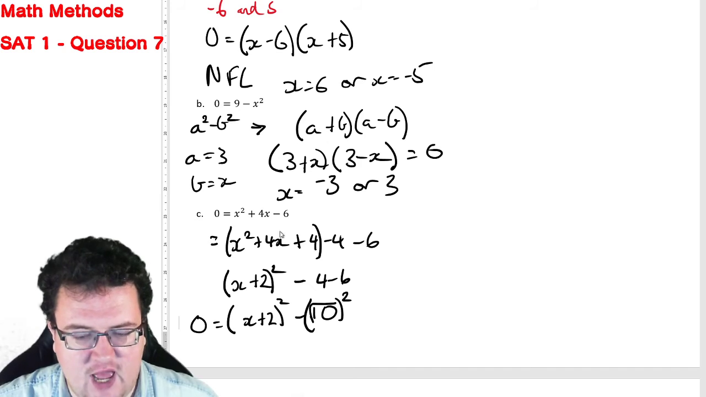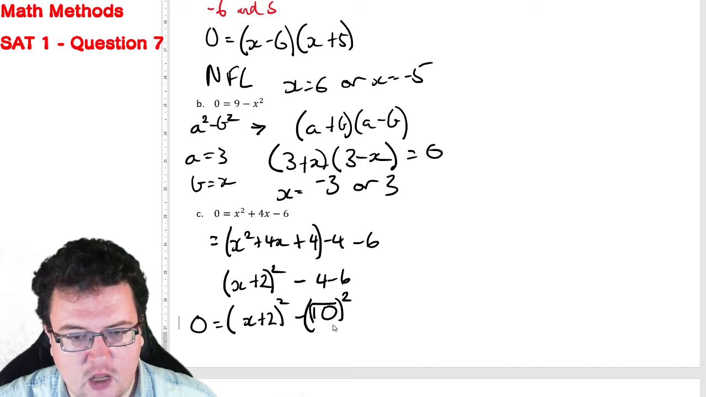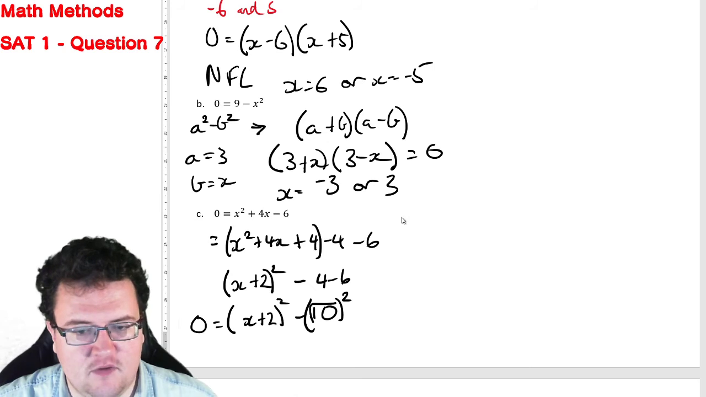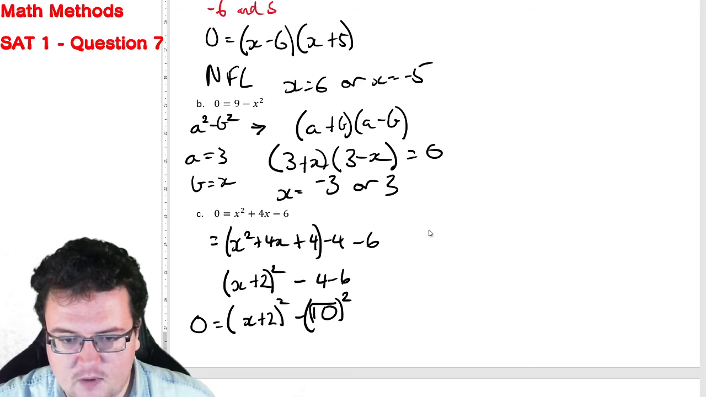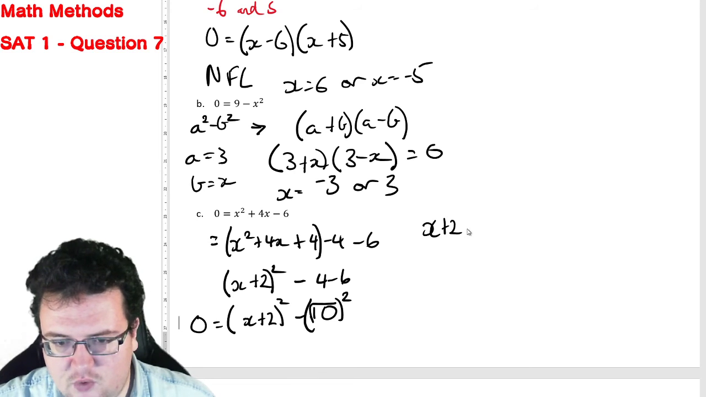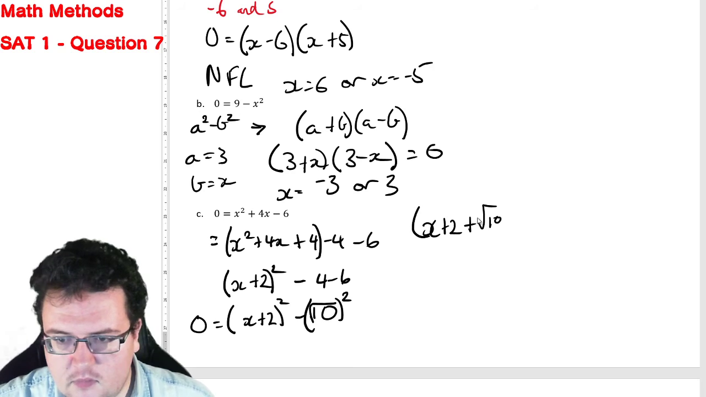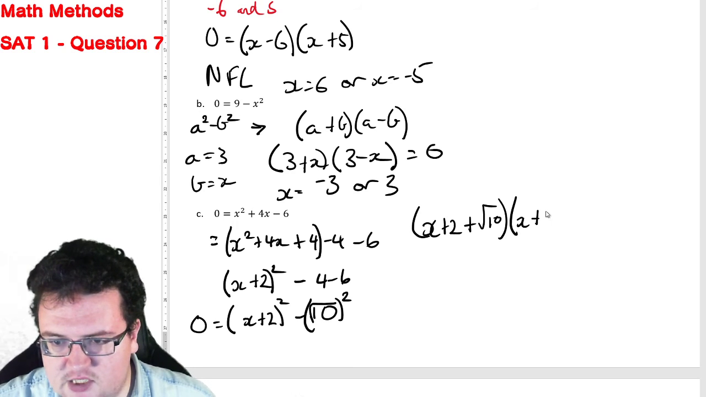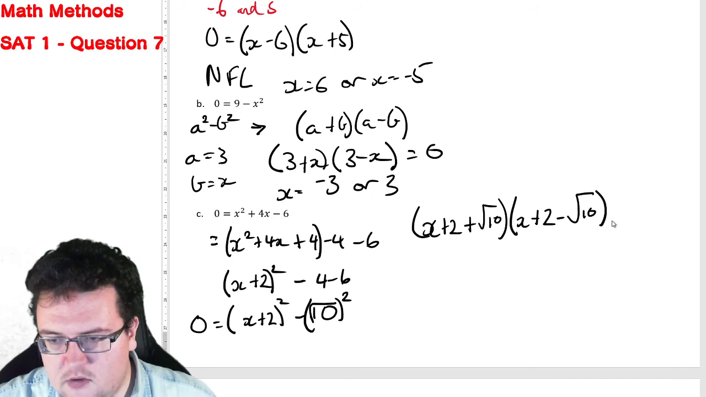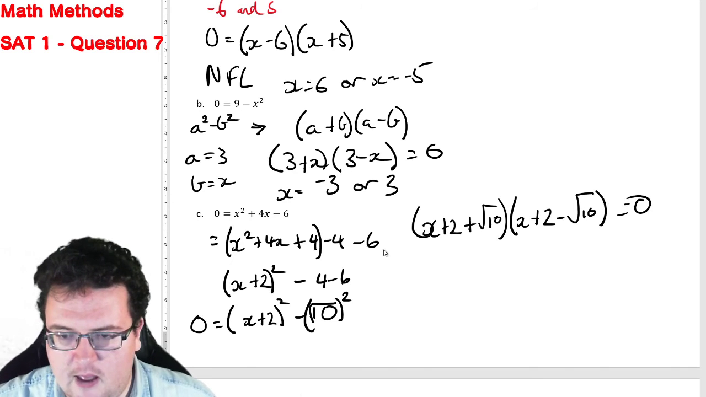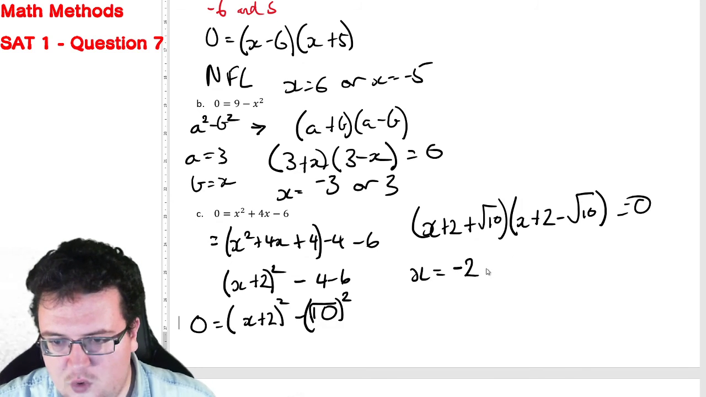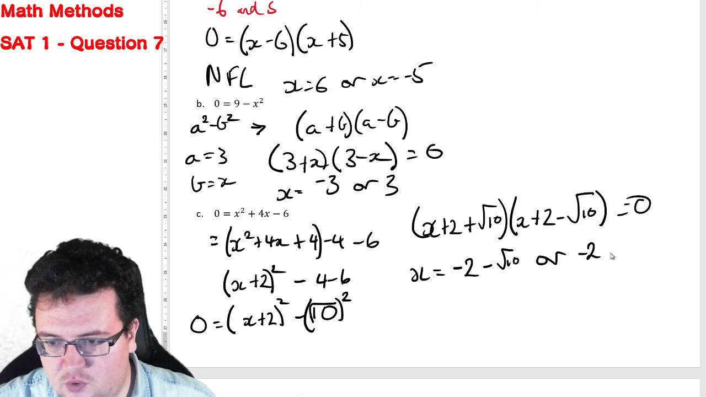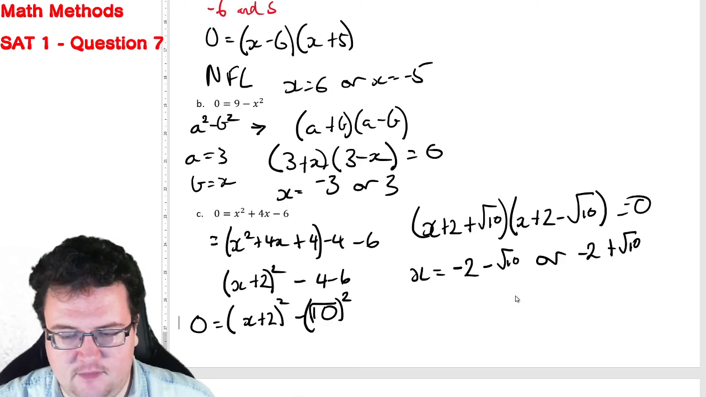And if you think about it, this is simply the square root of 10 squared. I now have a square minus another square, which means that I can use this pattern up here to then factorize it to x plus 2 plus the square root of 10 and x plus 2 minus the square root of 10. And then null factor law from here, x is going to have to be equal to -2 minus root 10 or -2 plus root 10.